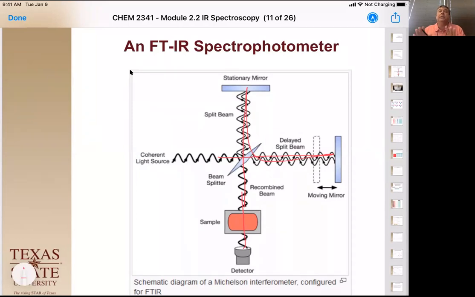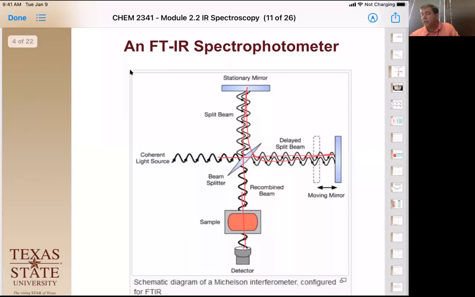Some of the frequencies of light are not going to be absorbed because there's nothing to absorb that energy, and we'll have what we call our baseline. So there's going to be a lot of the light transmitted, but some of the light is going to be removed, and that part that's removed is proof we have a certain bond there.